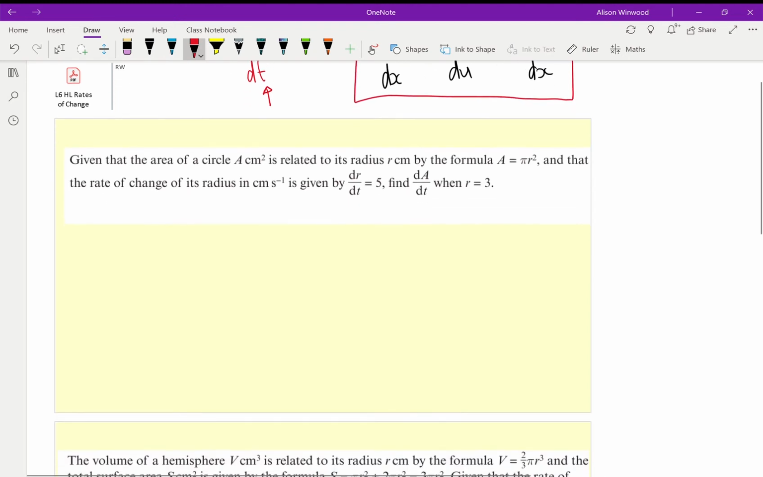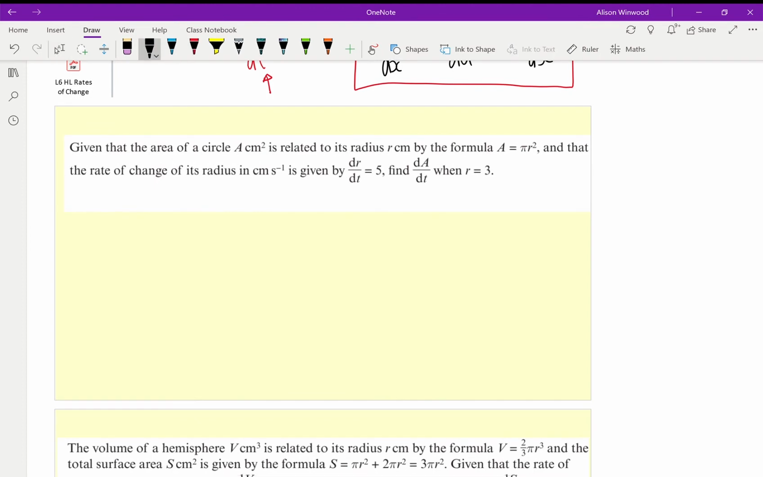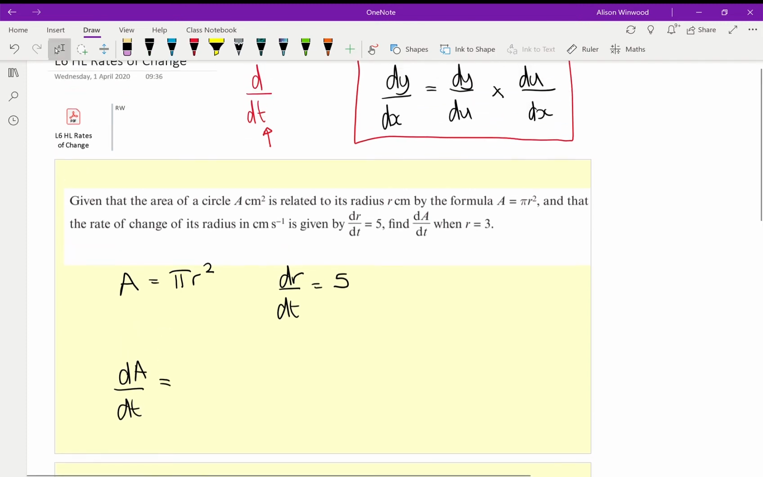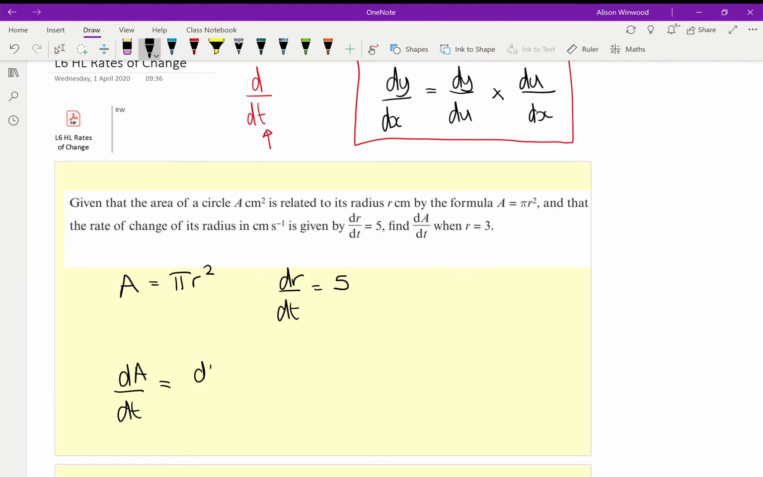So let's look at what we've got. We're given an area of a circle is pi r squared, and we're told that dr by dt equals 5, and we're being asked to find dA by dt. So we're going to use our chain rule trick that we can split our dA and our dt and introduce a new variable, and the other variable we have in the question is dr.